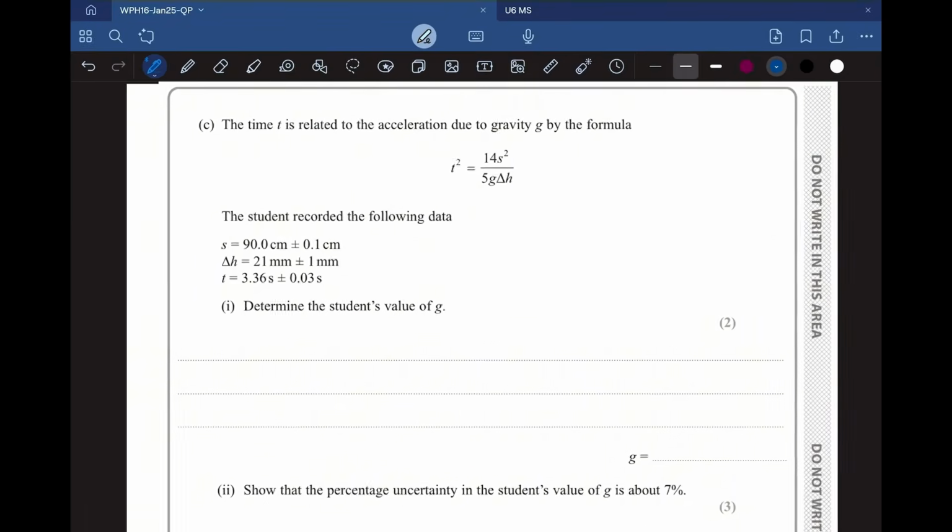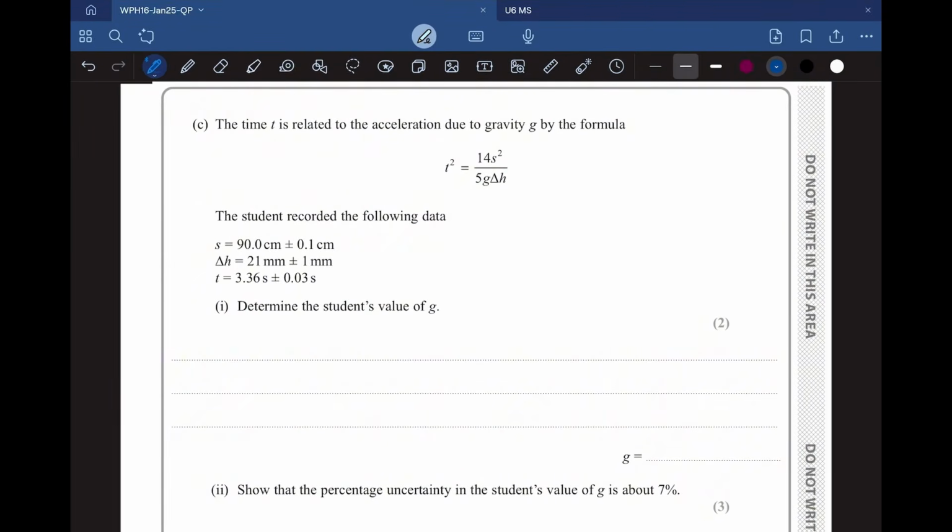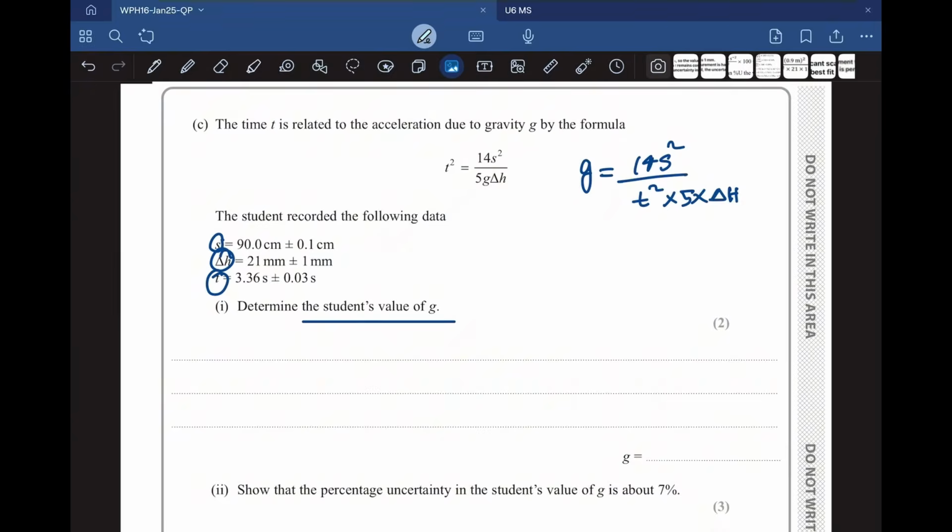Now moving on to the next question, it says the time t is related to the acceleration due to gravity by the formula. Determine the student's value of g. So basically to figure out the value of g, we will have to make g the subject. It will become g equals 14s squared divided by t squared into 5 into del h, right? So we'll just have to give the value of s, h and t right here. You will get the value. It's very easy peasy lemon squeezy.